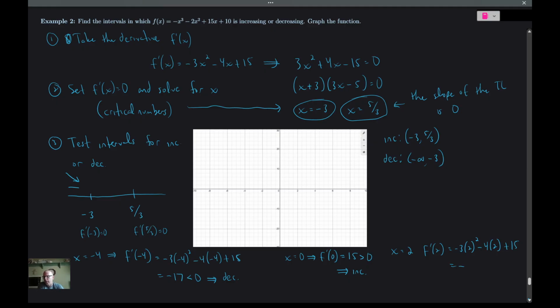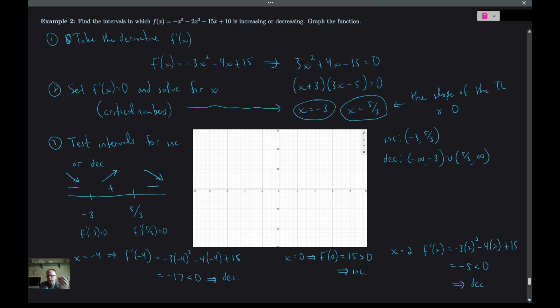Now, it doesn't really matter what the value is. If you can tell that this is going to be negative, you don't really need the number, unless the homework specifically asks for it. If it's just asking increasing or decreasing, we really just care if this is positive or negative. Same thing with these two. So this one is negative, so that tells us that it is decreasing. So we're decreasing from negative infinity to negative 3 and from 5/3 to infinity, and we're increasing between negative 3 and 5/3.